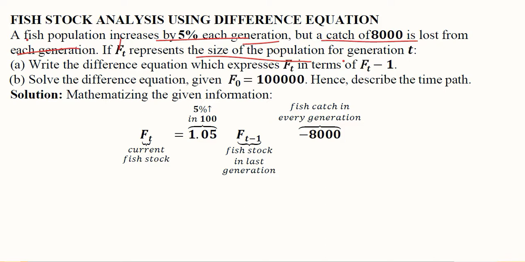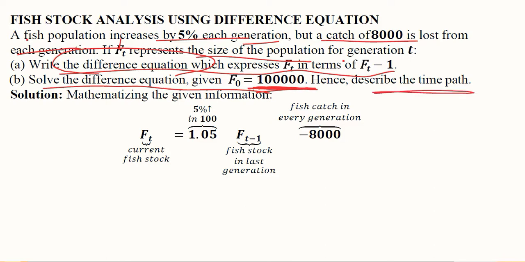Now what we are required to do is to write the difference equation that expresses ft in terms of ft minus 1. It means that we want to develop a difference equation here, and then we have to solve this difference equation with the given initial condition. And then we can also understand the type of the time path, if dynamically stable or not, oscillatory or not.